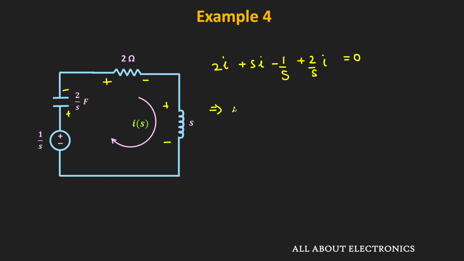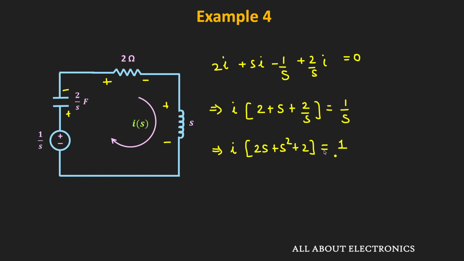Further we can write it as I times this 2 plus S plus 2 divided by S, and that is equal to this 1 divided by S. Now if we multiply both sides by the S, then further we can write it as I times these 2S plus S square plus 2, and on the right hand side we will have only this 1. That means this current I is equal to 1 divided by this S square plus 2S plus 1. And like we have seen in the previous example, further it can be written as 1 divided by this S square plus 2S plus 1 plus 1.